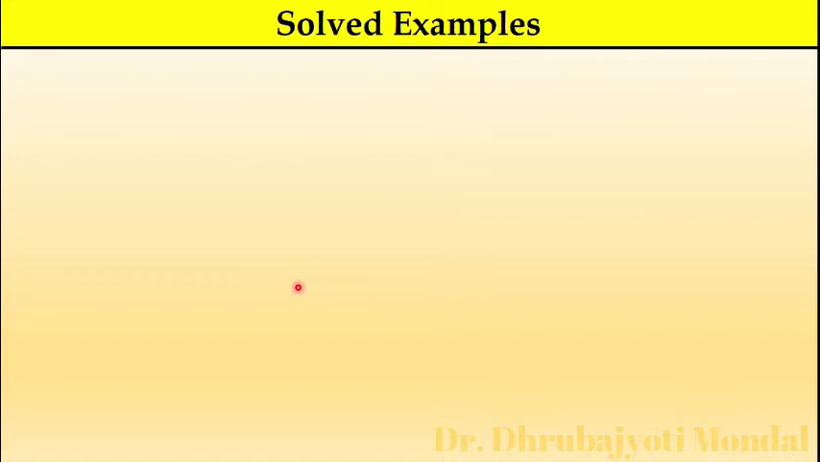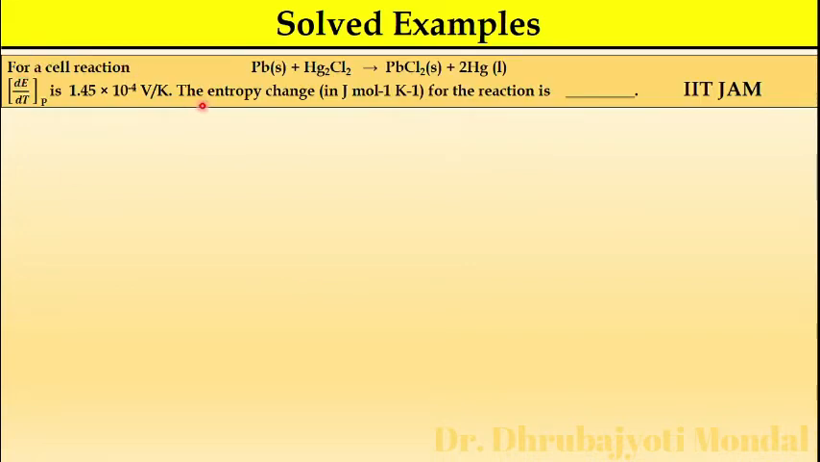Now see the next problem. For the cell reaction Pb plus Hg2Cl2 converts to PbCl2 plus 2Hg, dE by dT is 1.45 into 10 to the power minus 4 volt per Kelvin. The entropy change in joule mole inverse Kelvin inverse for the reaction is, fill in the gap. So this is again a question from IIT-JAM.